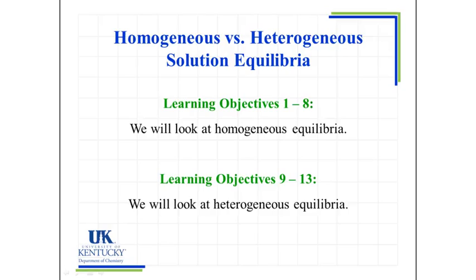This unit is divided into two main categories. We've got homogeneous equilibria, and that will be our first 8 learning objectives. And then we will look at heterogeneous equilibrium. We will see environments where a solid will form from solution.